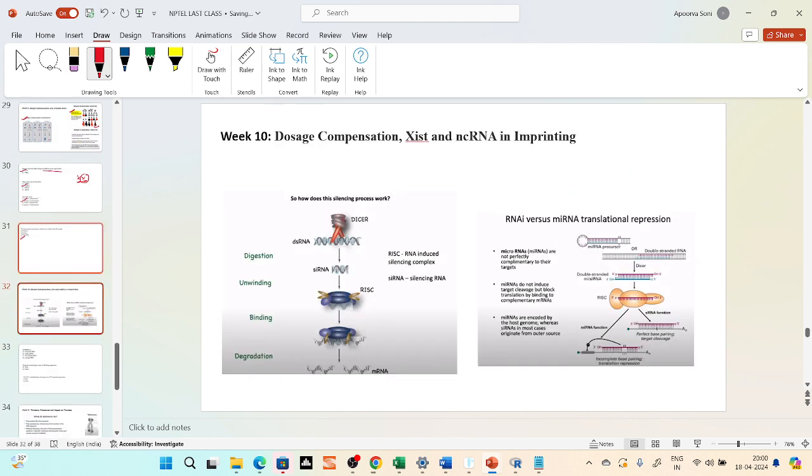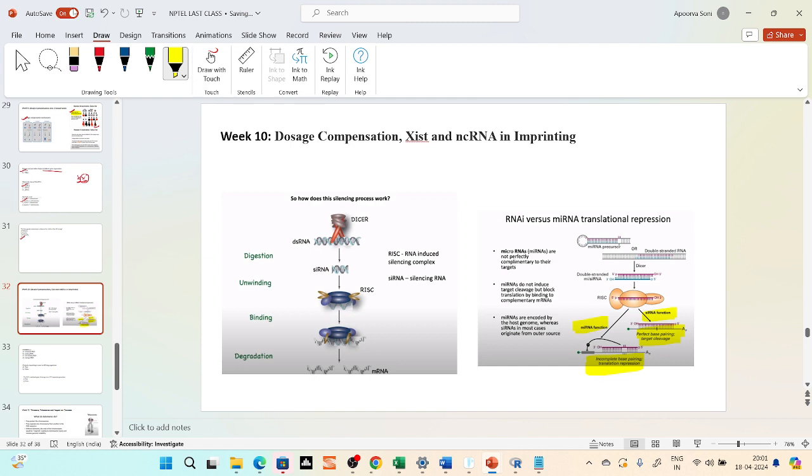Fine. Then in week 10, we have studied about this, which is important actually. How is RNA interference versus miRNA translation? Both are involved in silencing, but siRNA causes the cleavage of the target, whereas miRNA just causes the repression.